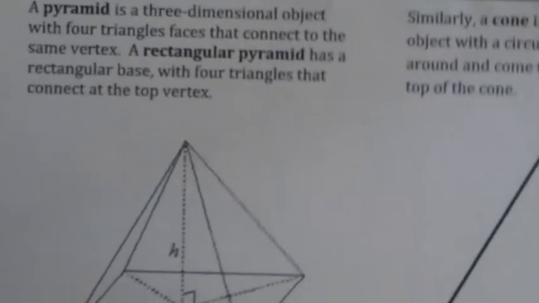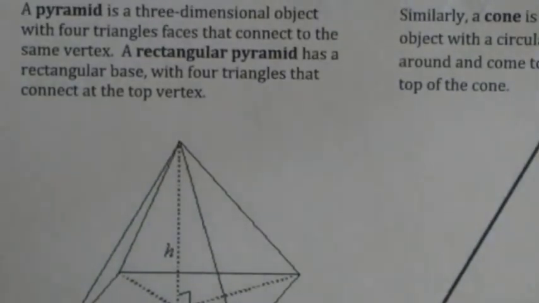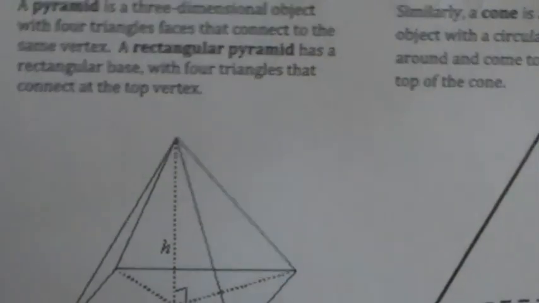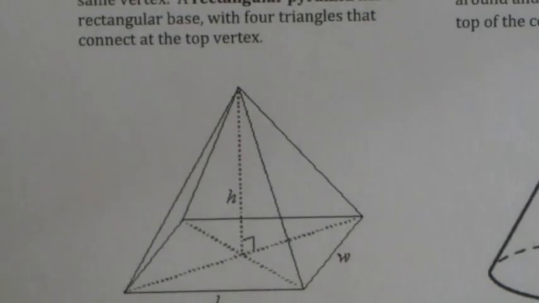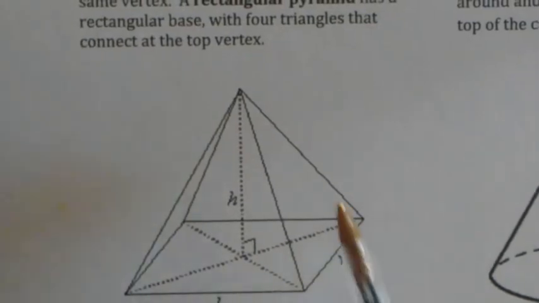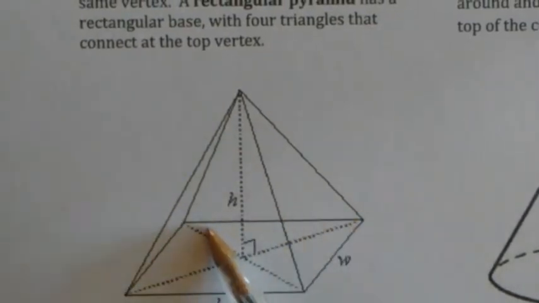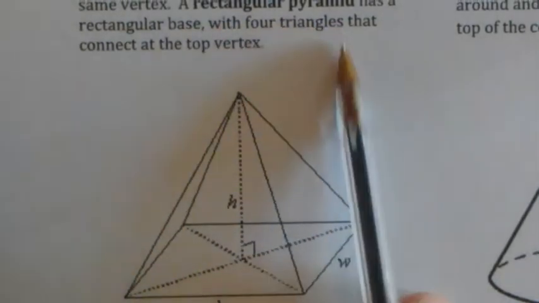The lesson this week is volume, but of pyramids and cones. Okay? Let's see what they're calling a pyramid. So first of all, they're showing you what they're calling a pyramid. This is actually a pyramid with a four-sided base, a rectangular pyramid.